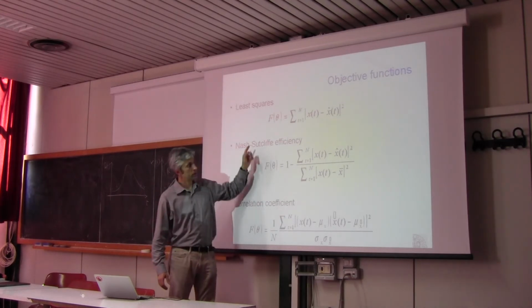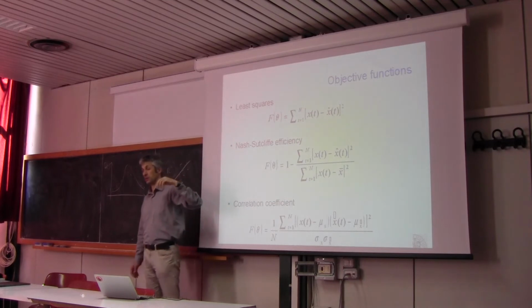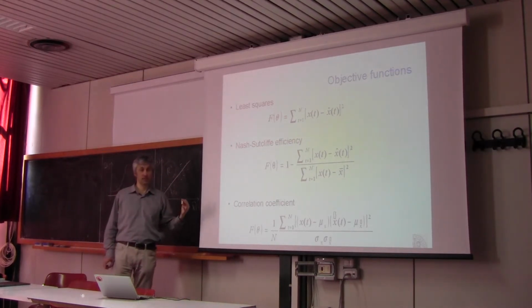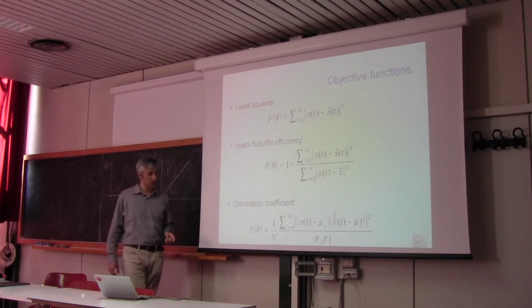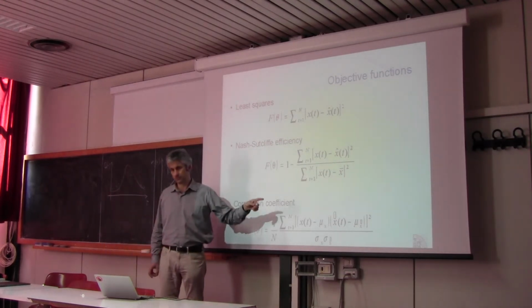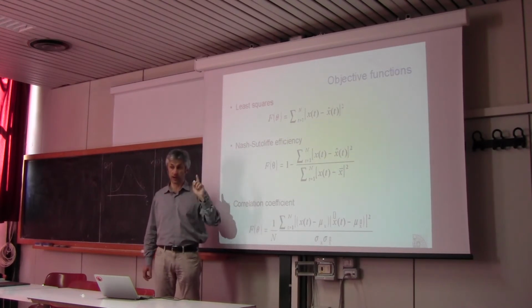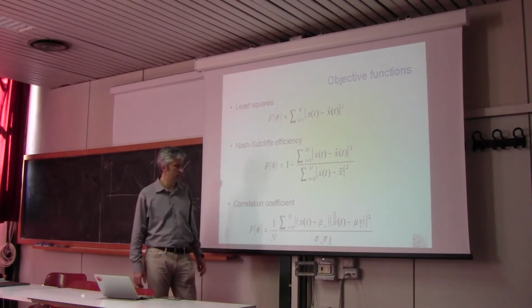Please, these two equations, try to make an effort to learn them by memory because they are important. They are similar, so it's not so difficult to learn them by memory. A third objective function could be the correlation coefficient. You don't need to learn this by memory for now. I say for now because we will consider the correlation coefficient later on.